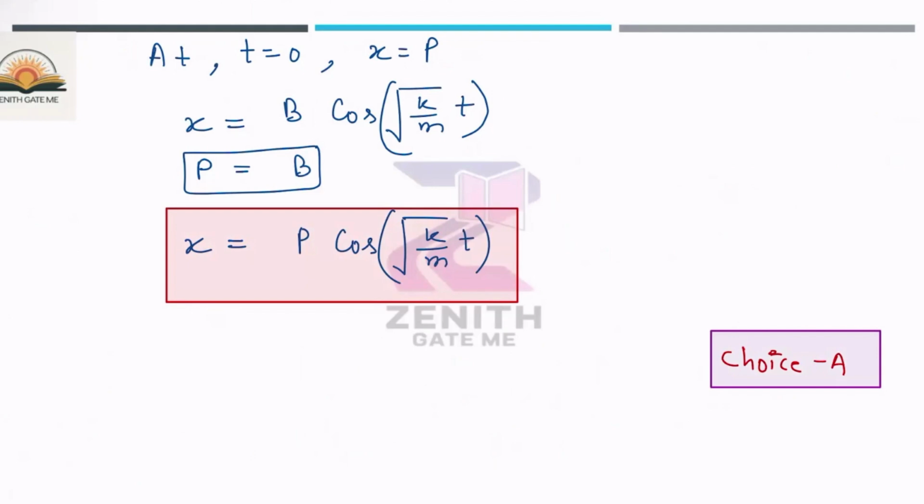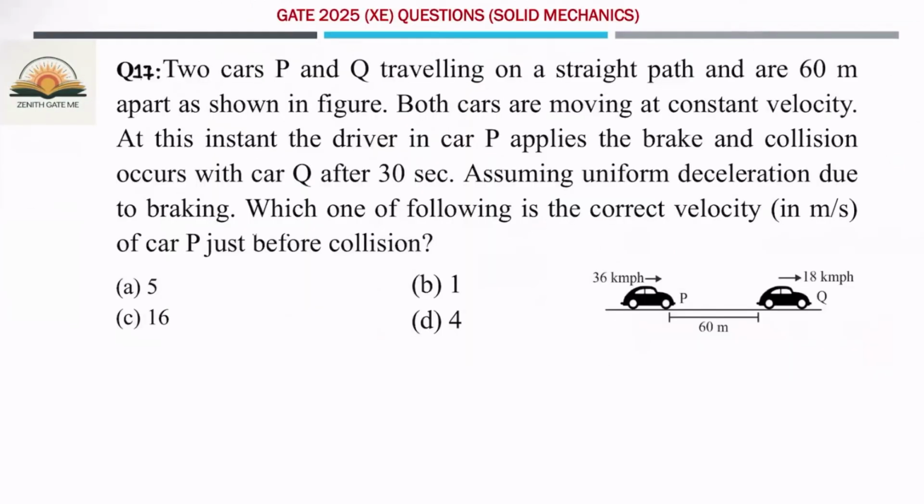Two cars P and Q traveling on a straight path are 60 meter apart as shown in the figure. Both cars are moving at a constant velocity. Okay. At this instant, the driver in car P applies the brake and the collision occurs with car Q after 30 seconds. Okay. So what is happening? They are moving with the velocities given in the figure. Now, once car P applies the brake, what will happen? After 30 seconds, it will collide with car Q.